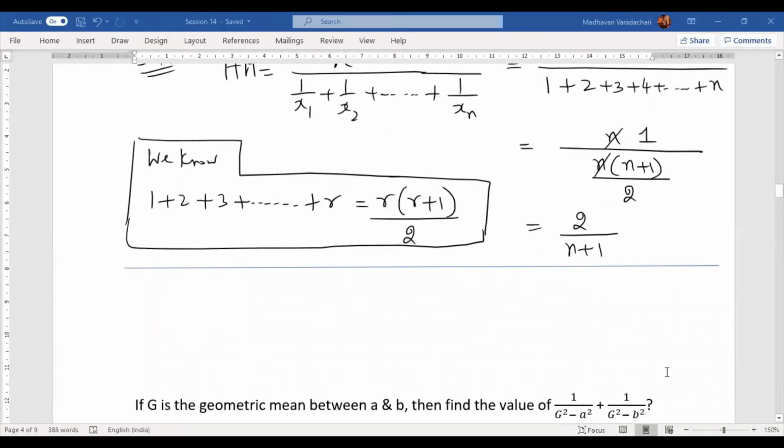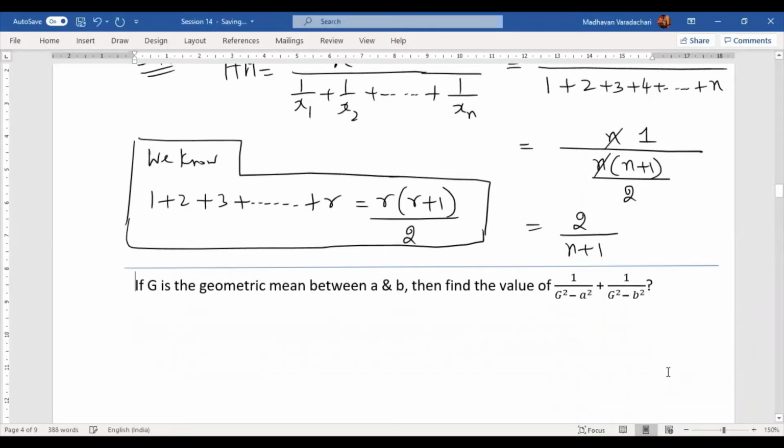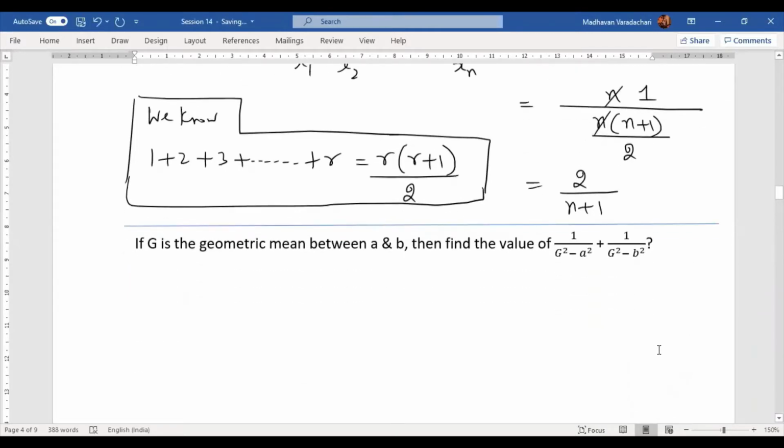Okay, next question. If G is the geometric mean between A and B, then find the value of 1 divided by G square minus A square plus 1 divided by G square minus B square. Primarily, the question says G is the geometric mean. That means of what? A and B, they say.